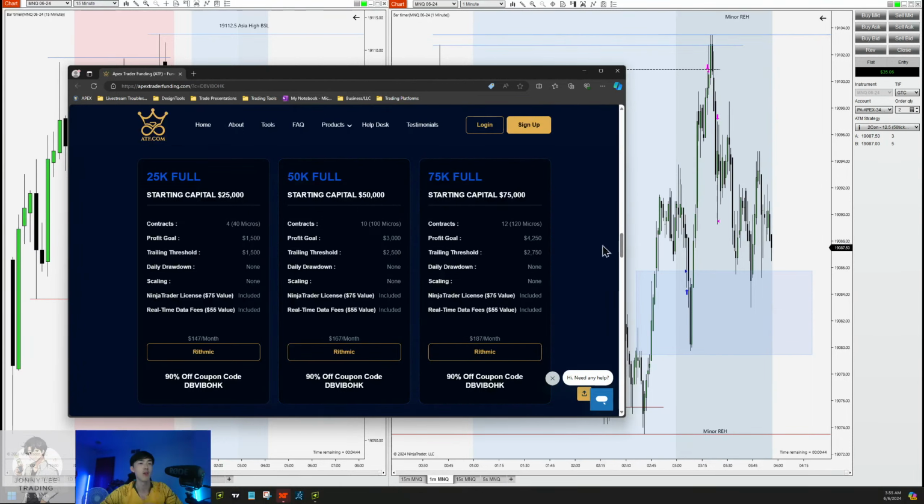So I'm not going to be buying any more evaluations. From an evaluation perspective, I have 4 more 250Ks. They are at varying levels of profit. I think they're at like 3,000, 1,800, 4,000 profit, $0 profit.